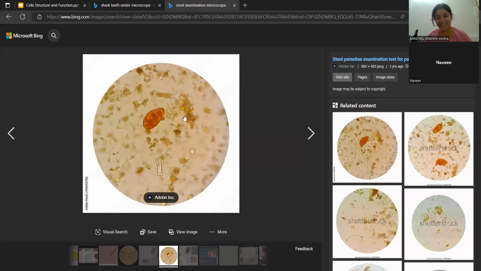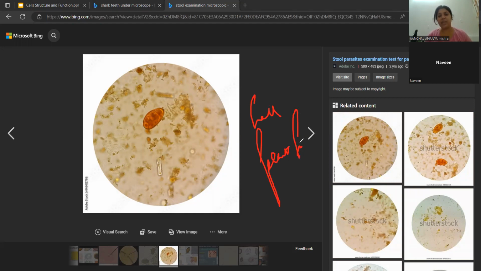So what all the things which we can find in a sample of poop, as you say, we can find hair. We can find plant fibers. We can find eggs. What is this? This is an egg. Whose egg is it? It is the egg of a parasite.